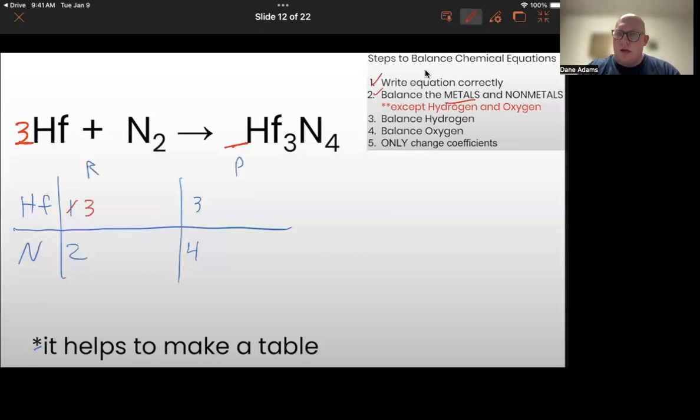And that's why I like the table. I kind of keep track as I go. So hafnium for now is good. Next up would be nitrogen: 4 on this side, 2 on this side.